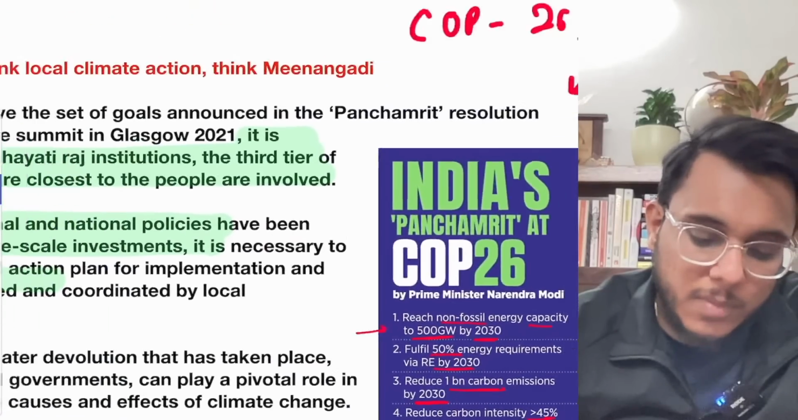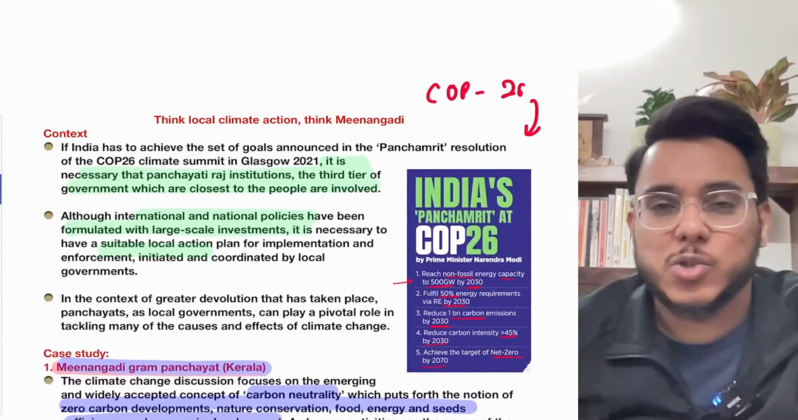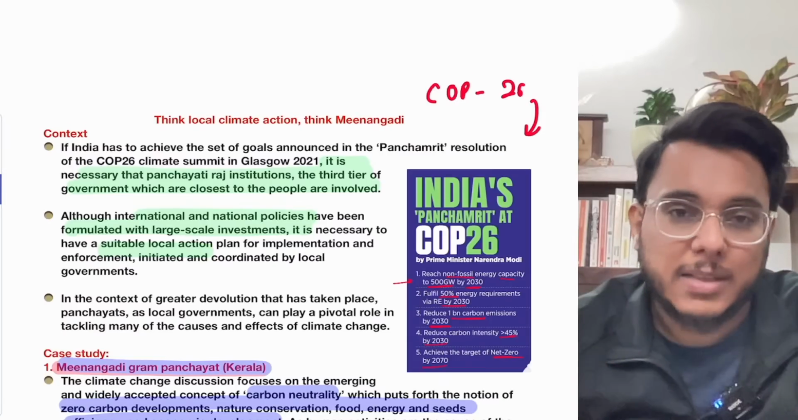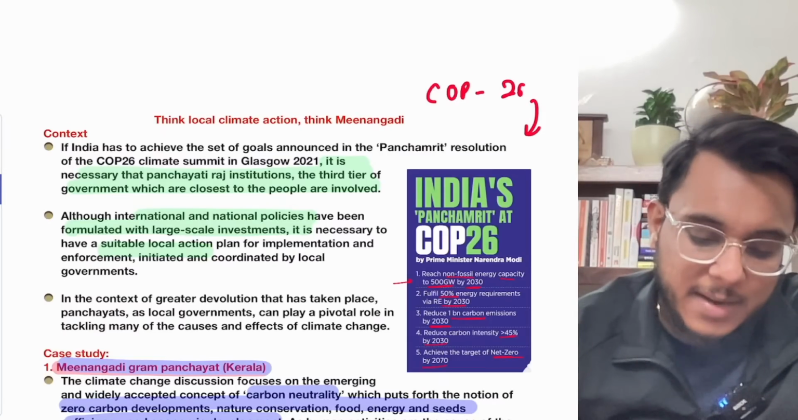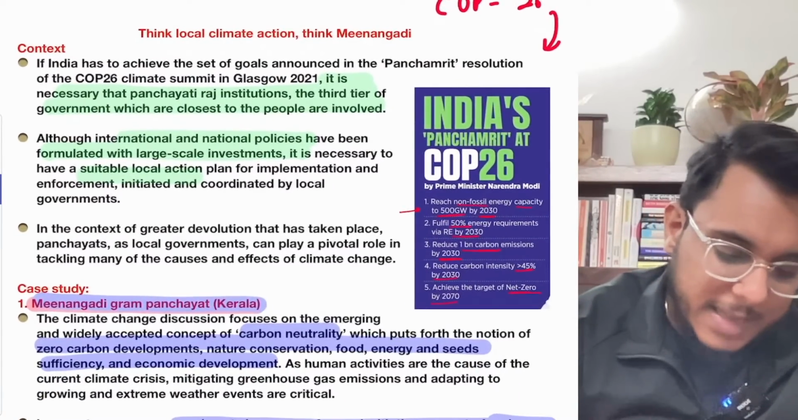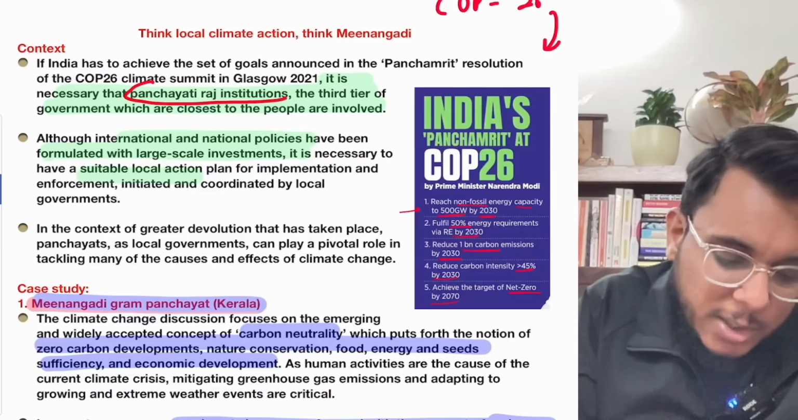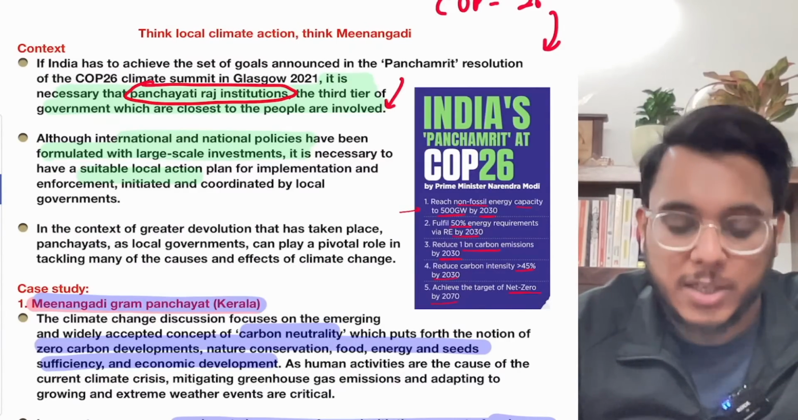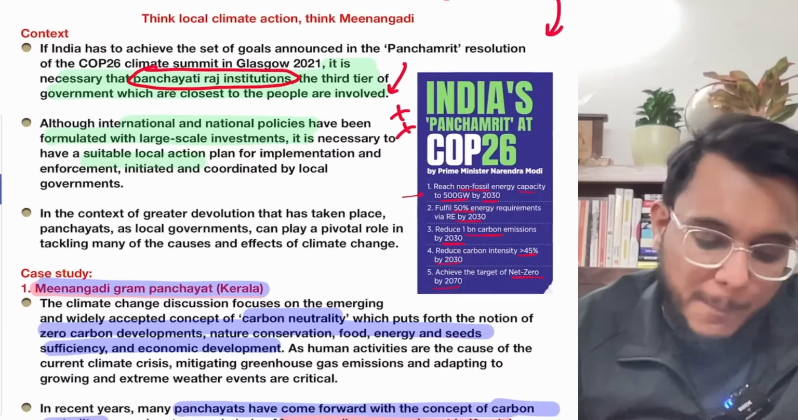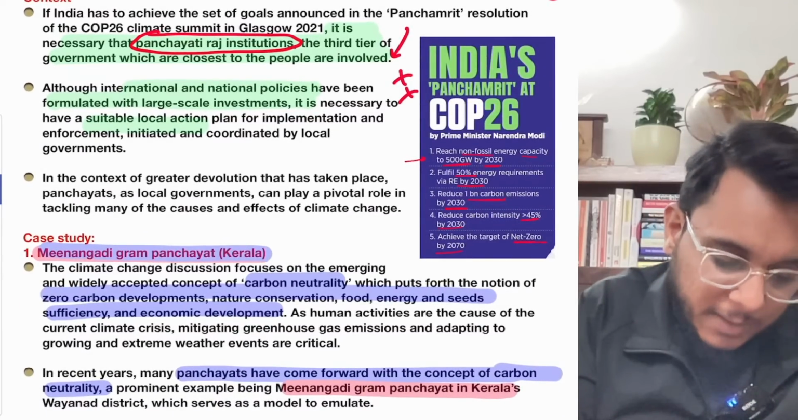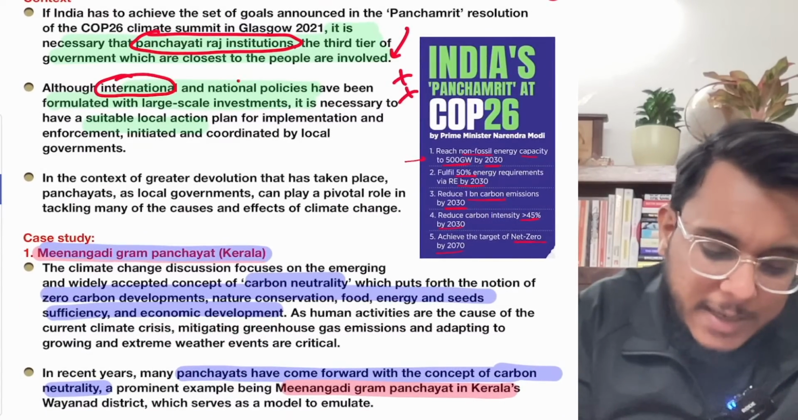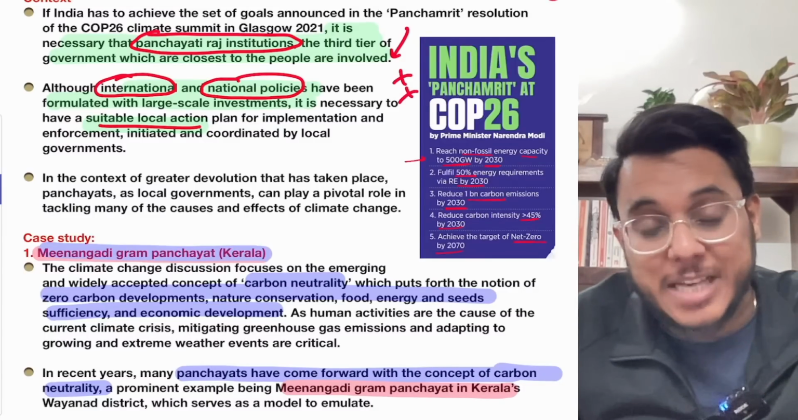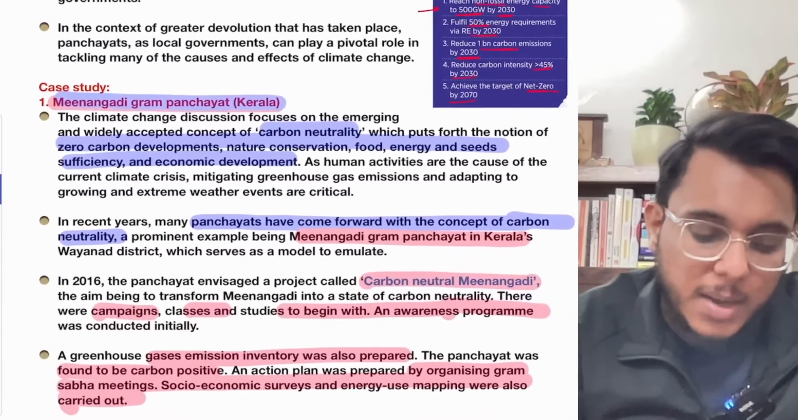Now, if India wants to achieve the targets of Paris 2015, COP26's Panchamrit, as well as COP27's targets, India needs to understand that the role of Panchayati Raj institutions is very important here. If we don't involve the Panchayati Raj institutions, we might not be able to do much. We need to align our international and national policies in such a way that local action plans, the panchayat-based action plans, are also prepared.